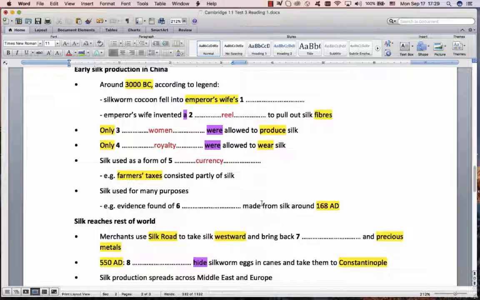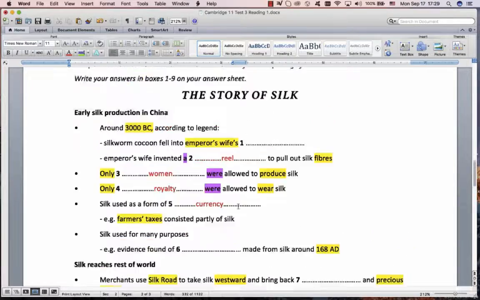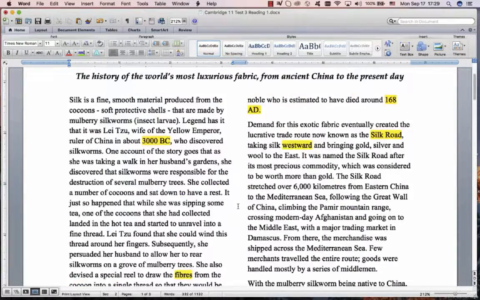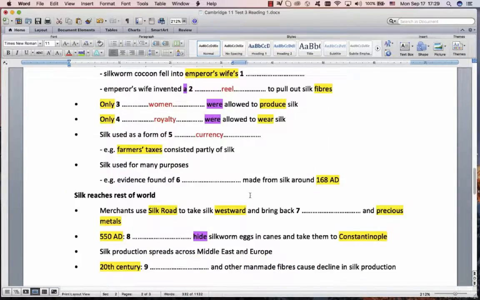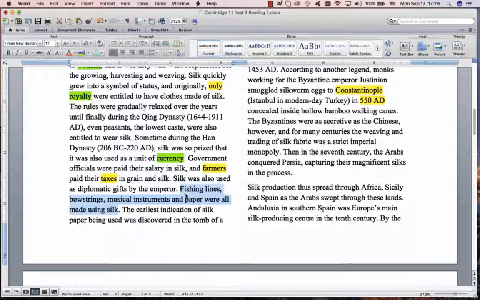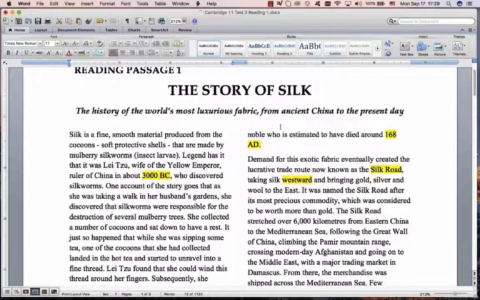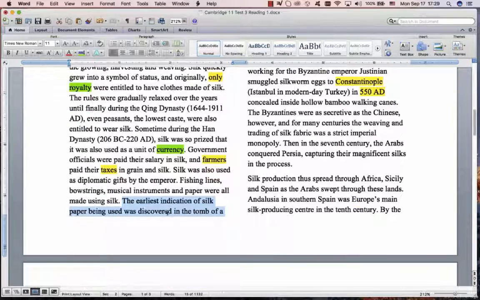Evidence found of something made from silk around 160 AD. So something was made from silk. The earliest indication of silk paper being used was discovered. Fishing lines, bowstrings, musical instruments, and were all made using silk. Okay, but remember we need 168 AD. This is not 168 AD. We don't know when this is. We must look at this sentence here because that's the 168 AD sentence. He died around there. So something that was made from silk.